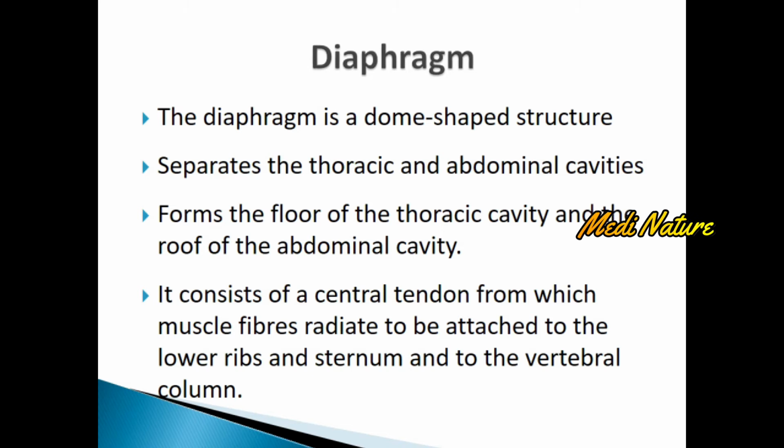The diaphragm is a dome-shaped structure. It separates the thoracic and abdominal cavities by forming the floor of thoracic cavity and the roof of the abdominal cavity. When we are talking about the structure, it consists of a central tendon from which muscle fibers radiate to be attached to the lower ribs and sternum and to the vertebral column.